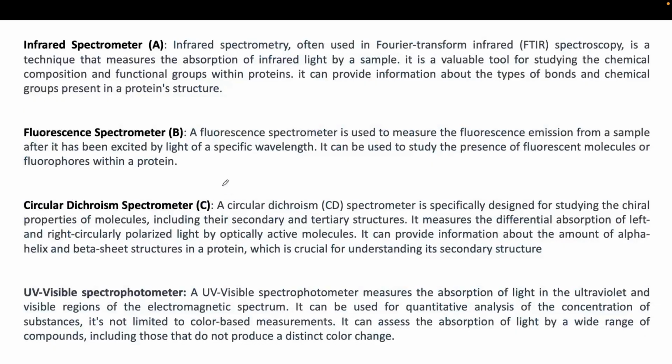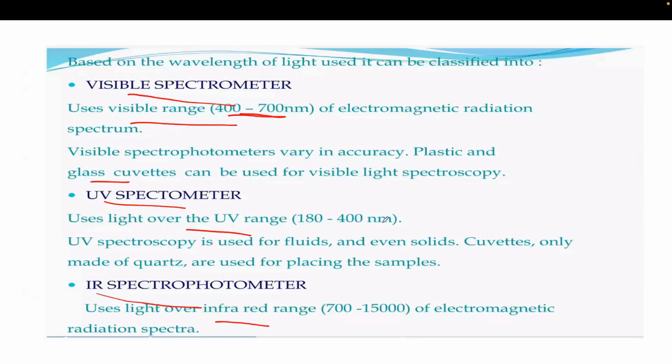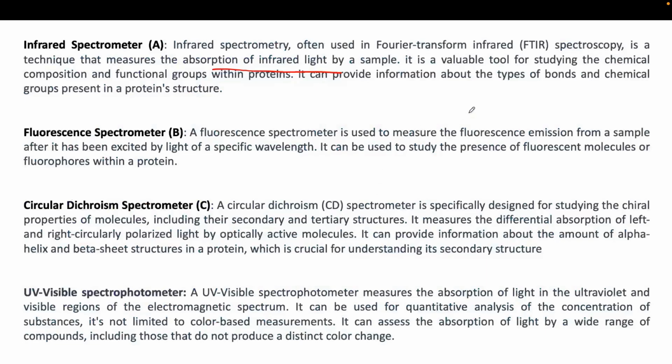Here we will see it in more detail. The infrared spectrophotometer, as we have seen, is used in Fourier transform infrared spectroscopy. It is a technique that measures the absorption of infrared light by a sample, in the 700 to 15,000 nanometer range. It is a valuable tool for studying the chemical composition and the functional groups within proteins or any kind of carbohydrate, any kind of lipids.